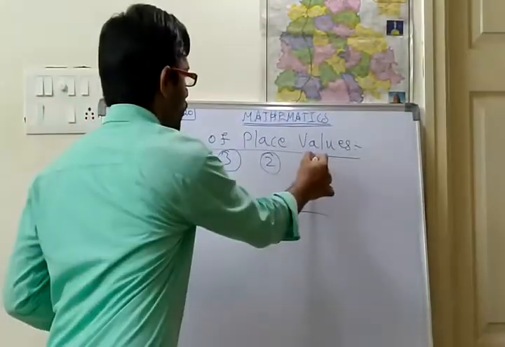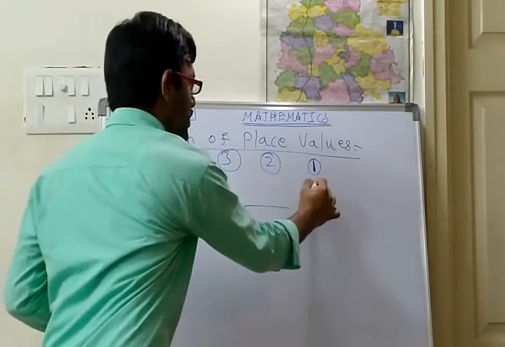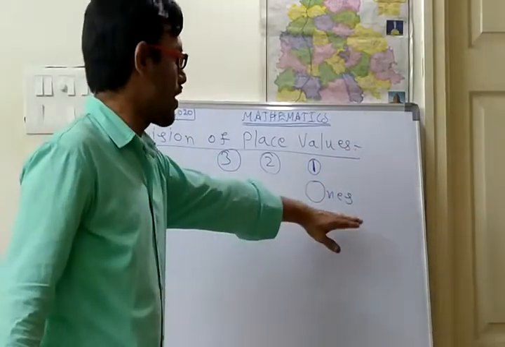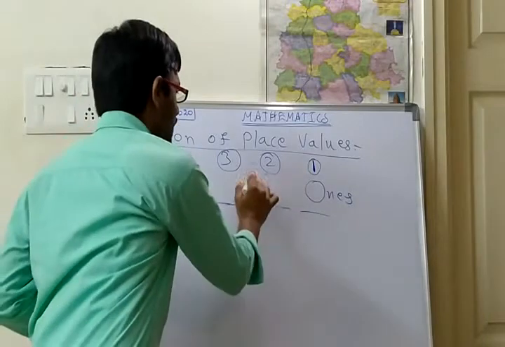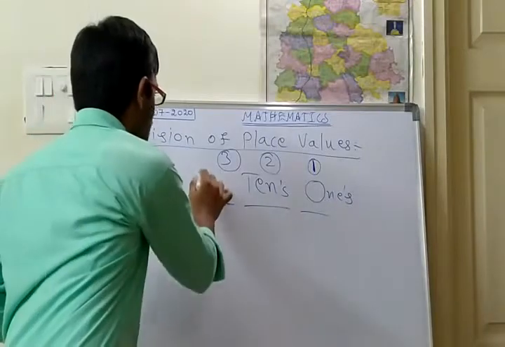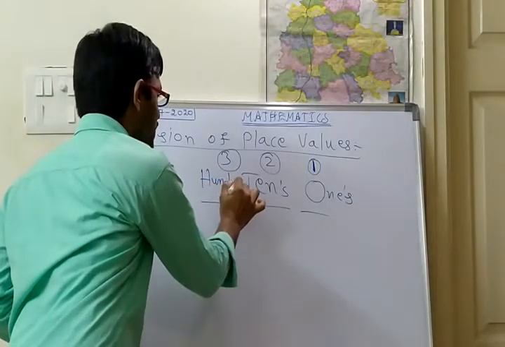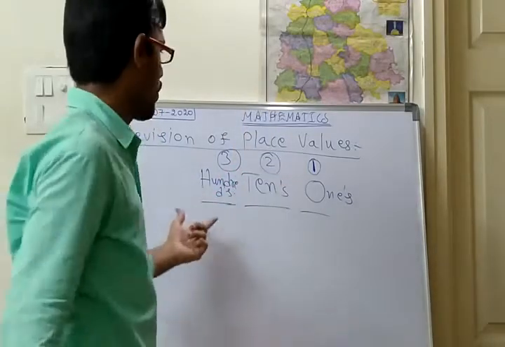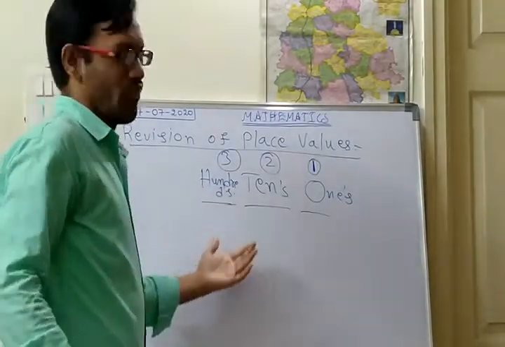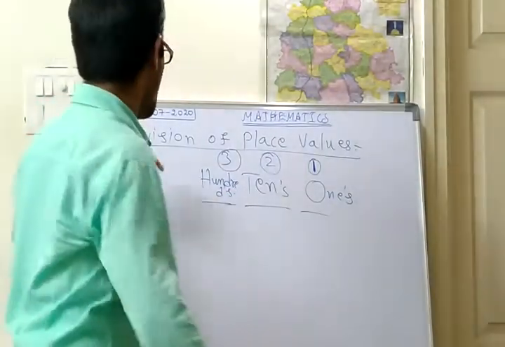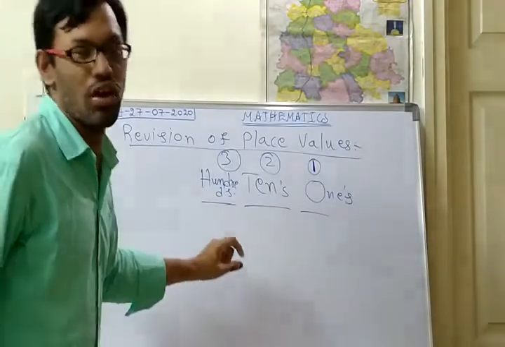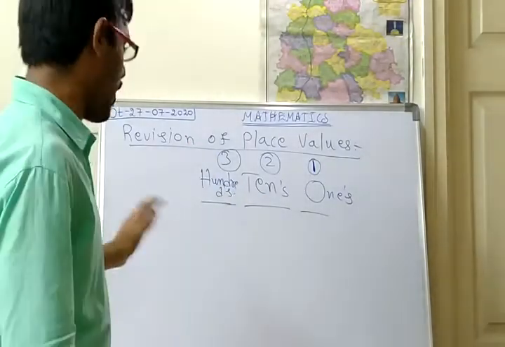The first place from the right side onwards is called ones place. The second place is the tens place. And the third place is the hundreds place. Ones, tens, hundreds. Like this it will be. So for every number there will be place values like this. Now how to expand these place values? This is our today's topic, and we have to see it.